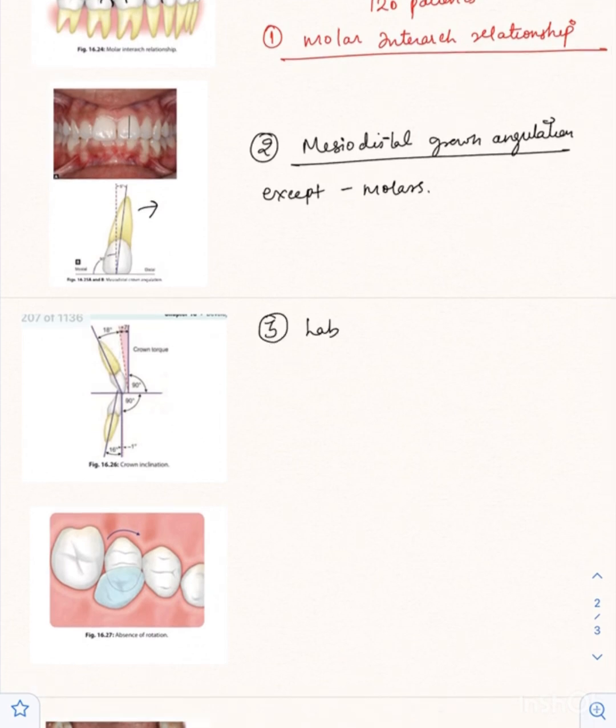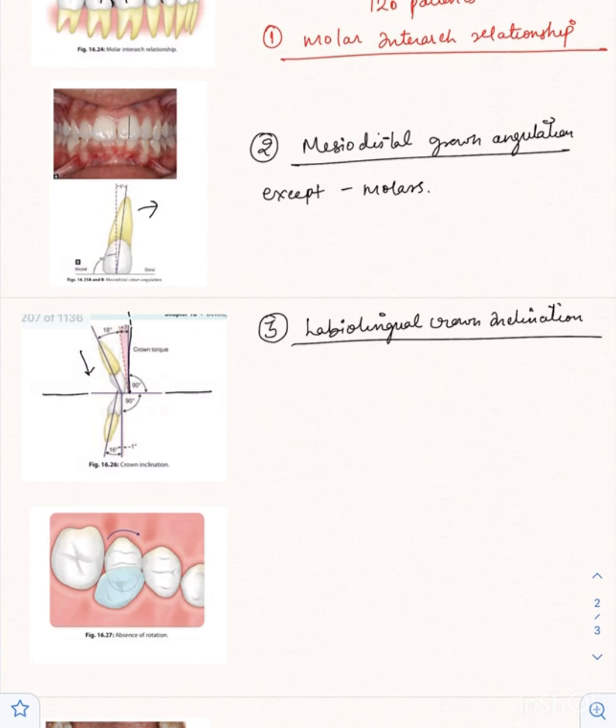Then coming to the labiolingual crown inclination, it is mostly seen in the upper incisors, that there is always an inclination of the anterior teeth, and this inclination is measured from the 90-degree angle to the occlusal plane and the tangent to the upper anterior teeth. This angle is known as crown inclination.